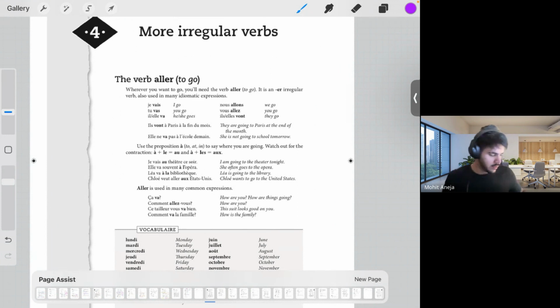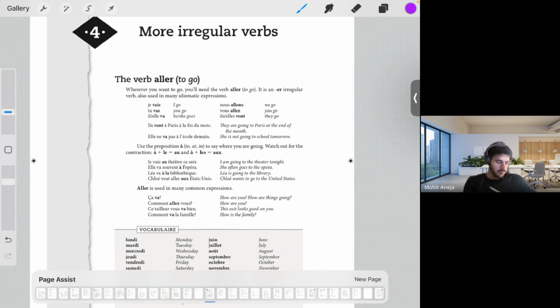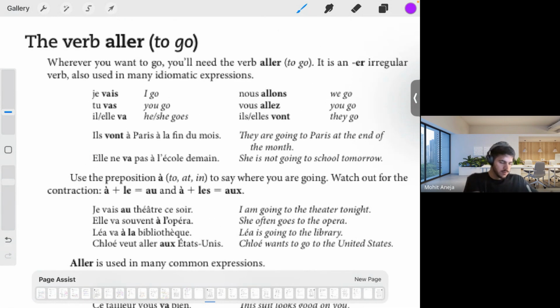So let's start with irregular verbs. More irregular verbs. We were reading irregular verbs just till the third chapter as well. Okay. Let's look at aller. I'm sure you know the meaning of aller already. What does it mean? To go. Yes. So quickly, let's read out the conjugations of this.